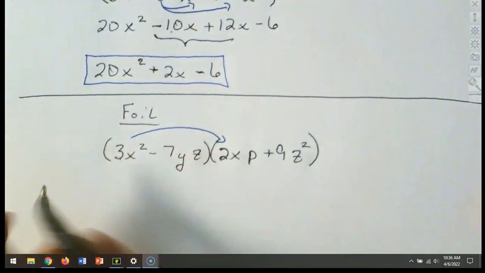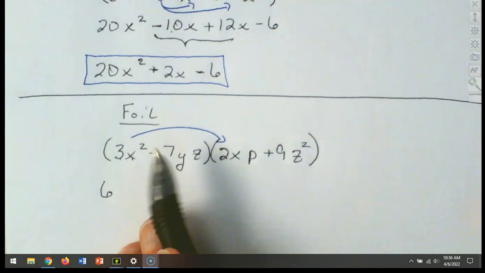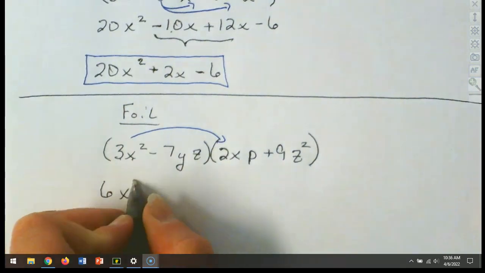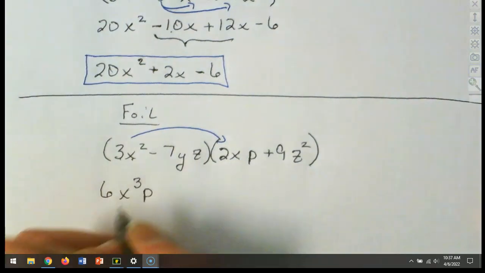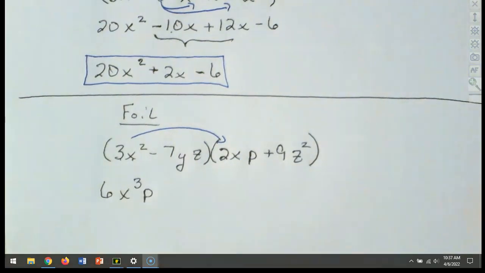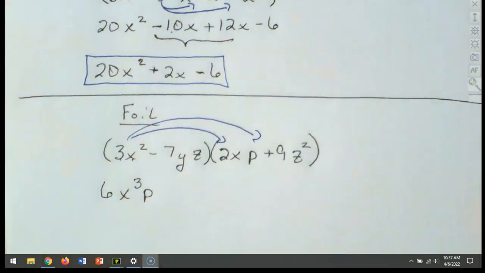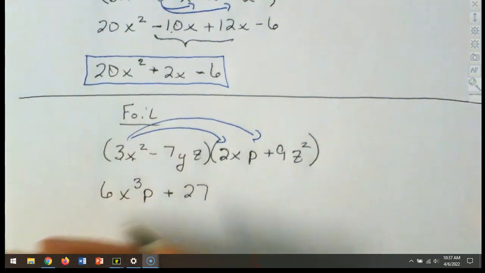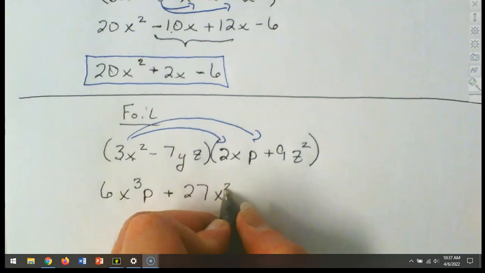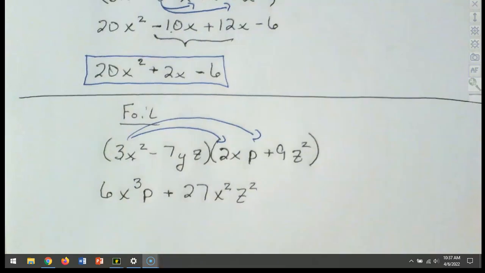So 3 times 2, that makes it a 6. How many x's do we have? We have 2. 1 more makes it an x cubed. And then just a single p, so it just comes down. And we're going to do the outside times the outside. So 3 times 9. 3 times 9 makes it a 27. We've got an x squared that just comes down with it, and then a z squared as well. Nothing else can go together. That's all that we got.